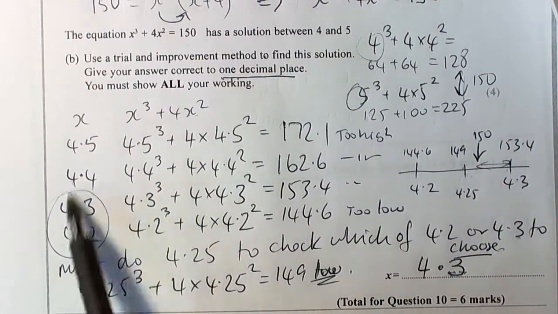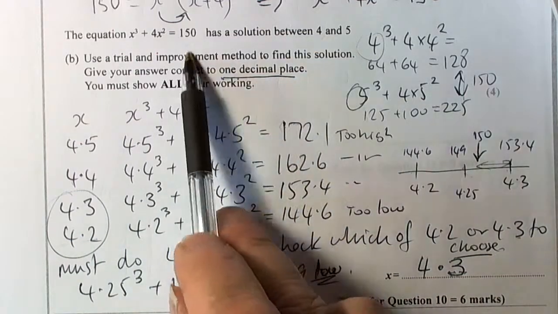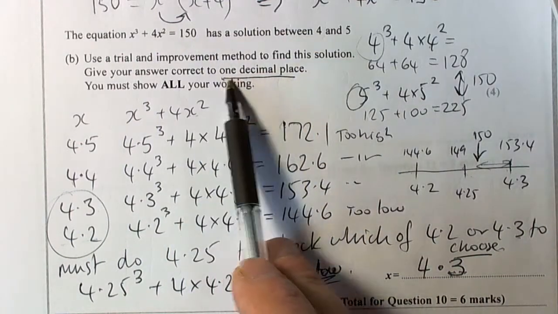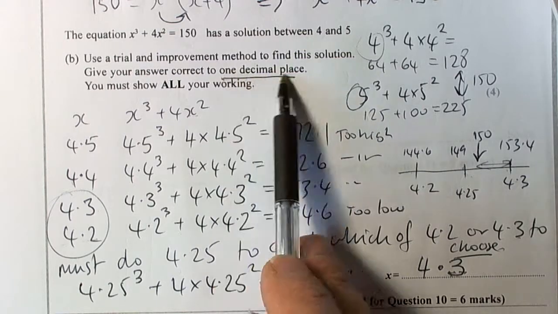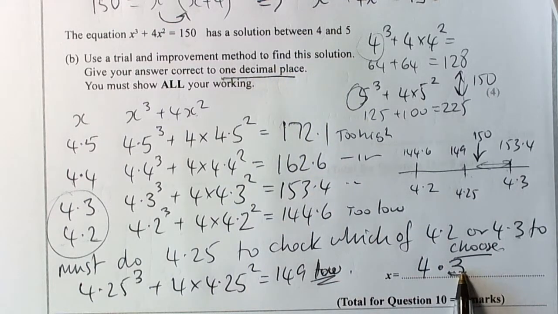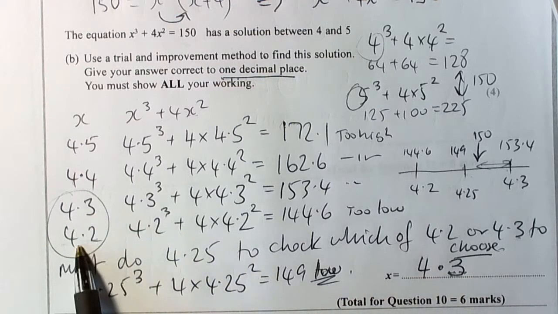You literally try a number until you get close to the actual value they want you to get close to, remembering to do the accuracy they give you. So one decimal place means you must have one digit after the decimal point in your final answer, but you must do the trial of a 2 decimal place halfway between number, because they won't give you full marks unless you do that trial to prove which is the choice you make. Okay.